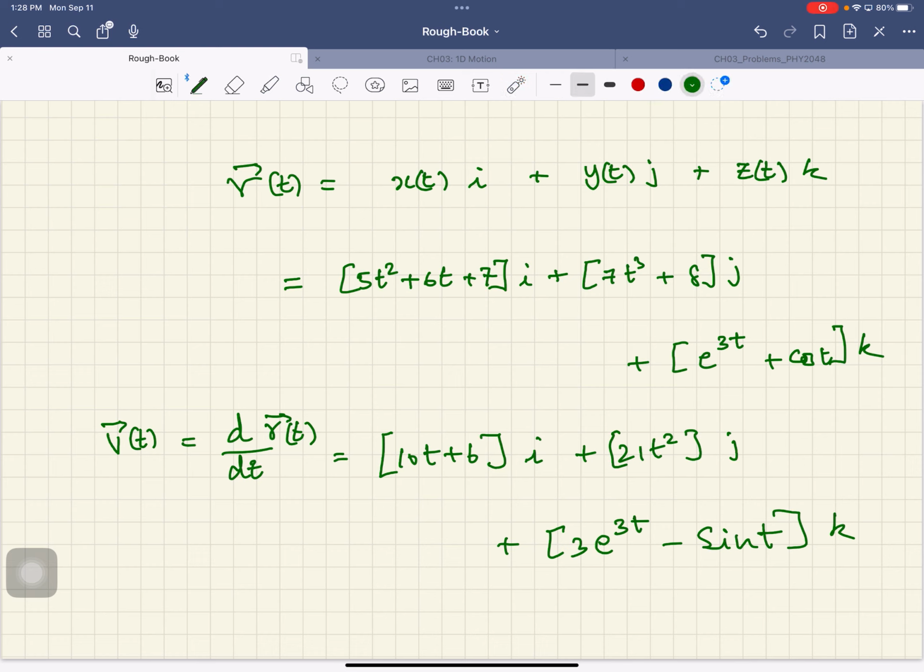Now, what is the next thing you're interested in? Acceleration as a function of time. What is acceleration? Time derivative of the velocity.